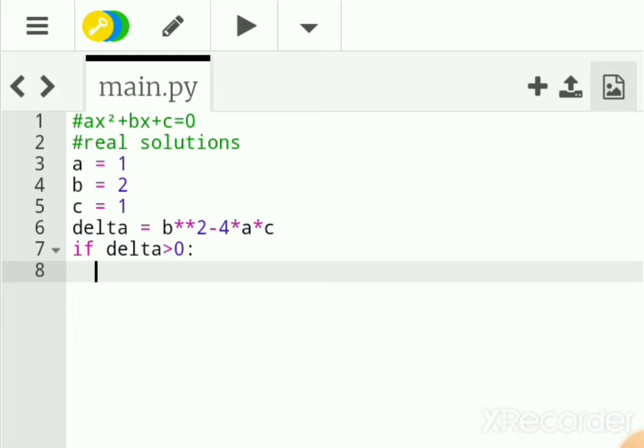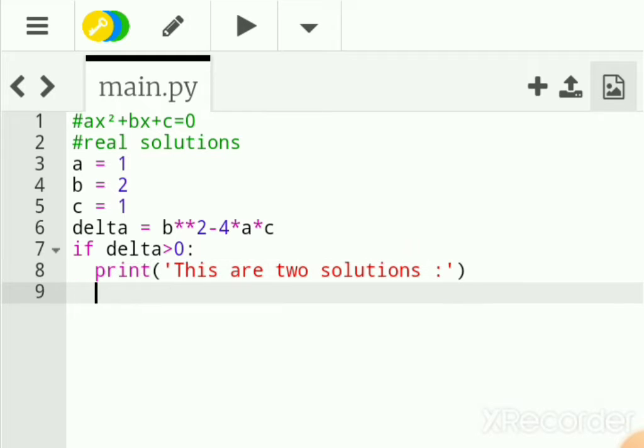So if this delta is absolutely positive, we'll print for the user that there are two solutions. Good. And we will print these two solutions.